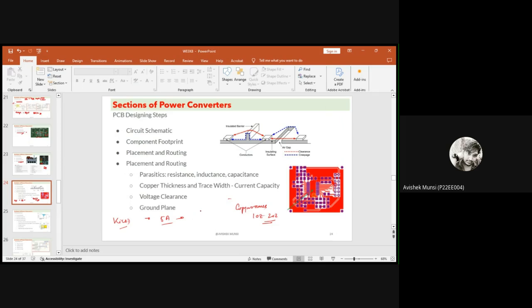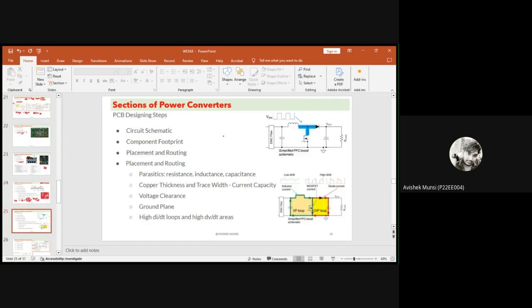But a shortcut method to understand it: suppose you are using a 1 mm width, it can withstand up to 4 amp of current. If you're using a 2 mm width, you can withstand up to 8 amp of current. So this is a shortcut method, but there are a lot of online trace width calculators. You can use that.